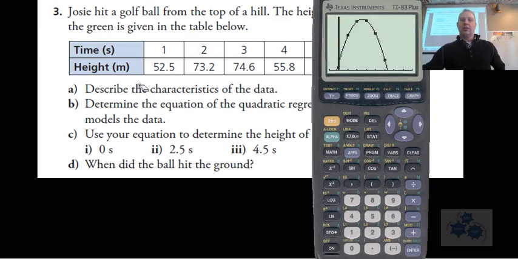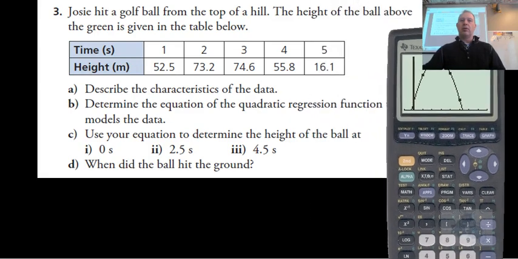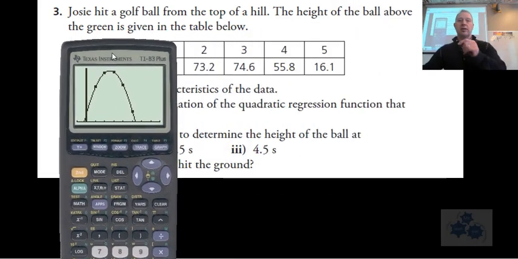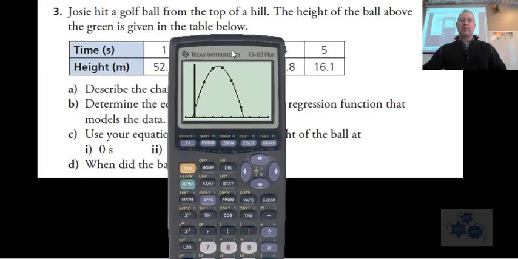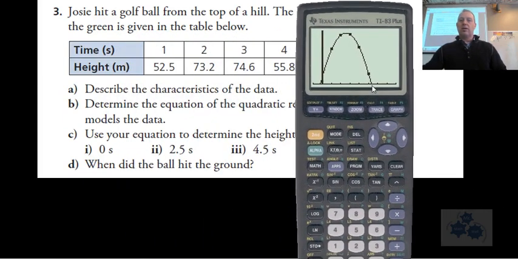So what I want to focus on in this next part is finding the answer to this question: when did the ball hit the ground? The height in meters is the height of the ball above the green. Oh, it does say there, above the green, given in the table. So it hits the ground right here at the x-intercept. Okay, so how do we find the x-intercept?